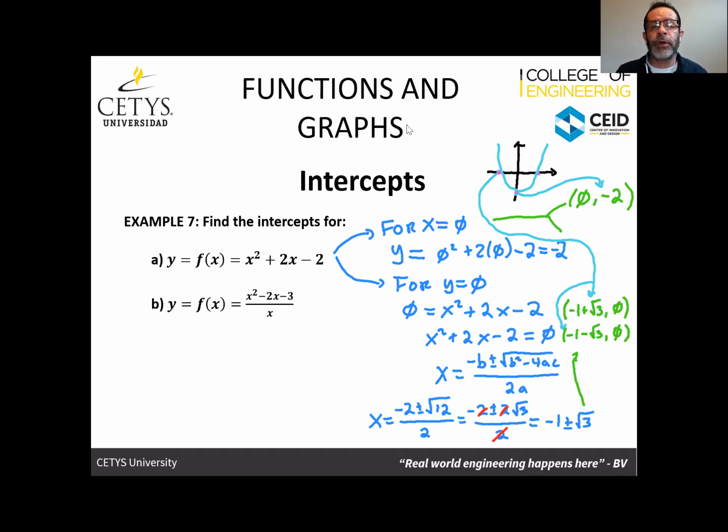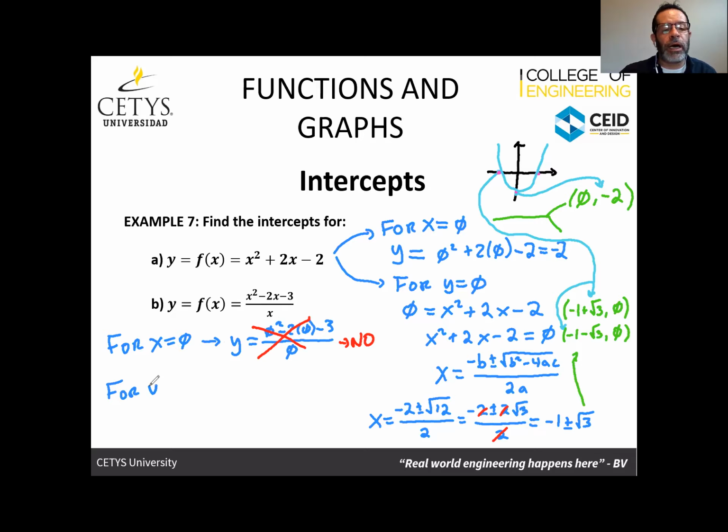Lastly, before we go, for this one over here, for X equals 0, we would have Y equals 0 squared minus 2 times 0 minus 3, but we're dividing by 0. And remember that that cannot happen. So this is invalid, and that means we have no intercepts because that's not a valid value.